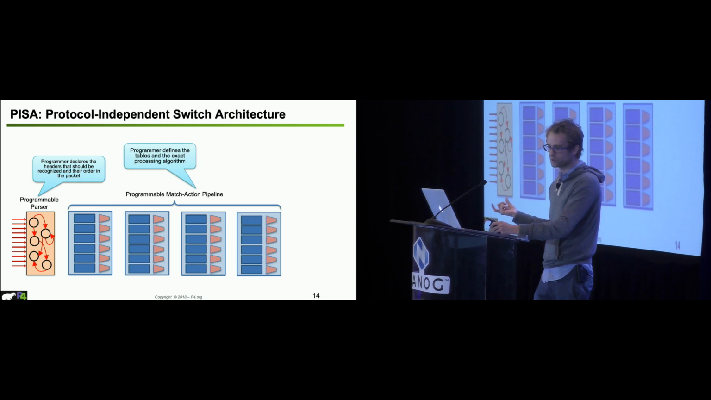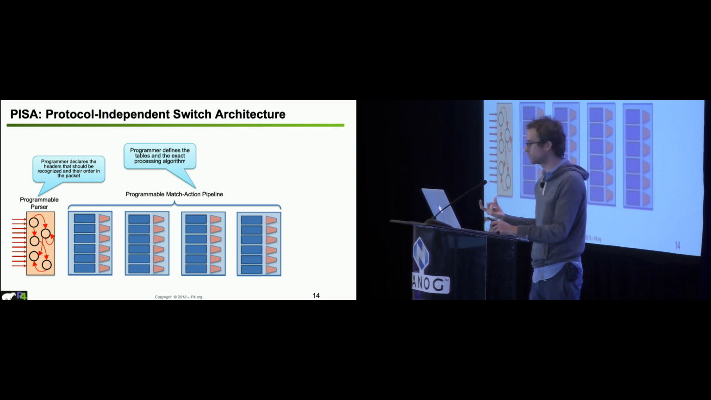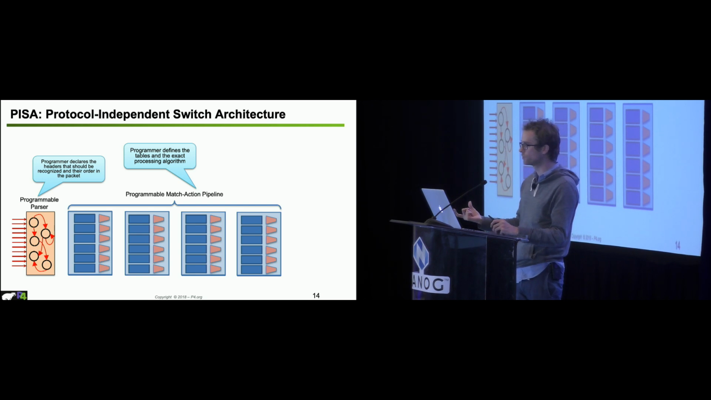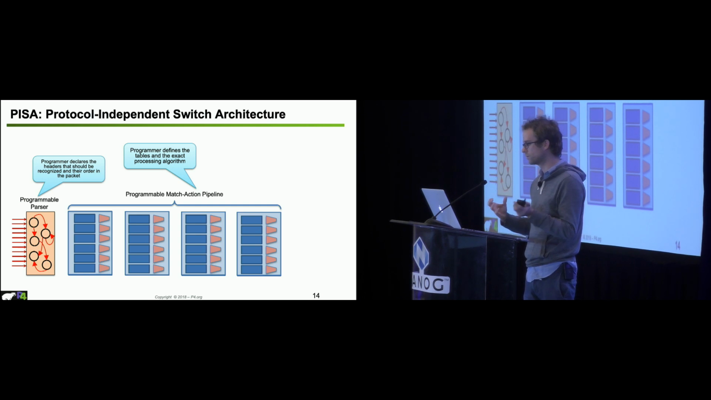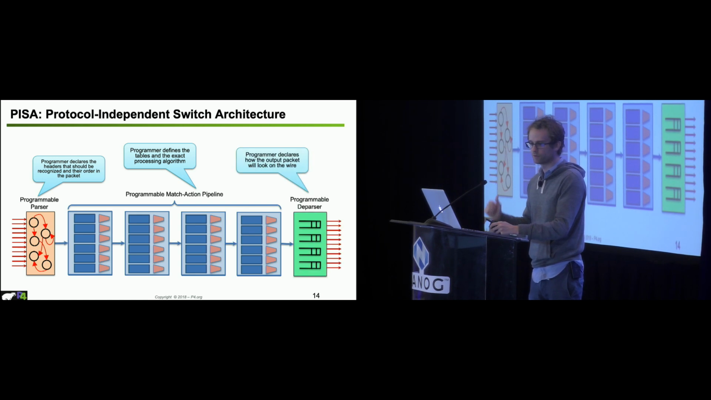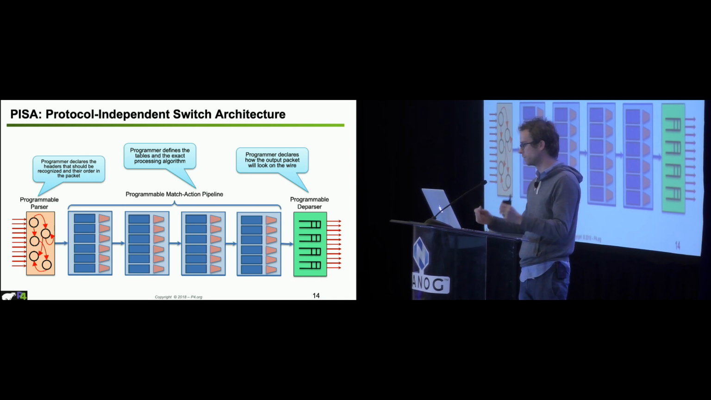After your packet has been parsed, we move on to the programmable match action pipeline. In P4, we reuse the match action abstraction from OpenFlow. So you take the headers you extracted in your programmable parser and run them through a sequence of match action tables, which modify the packet. And finally, we move to the programmable deparser, which takes the headers you've modified in your match action pipeline, turns them back into a packet stream, puts it on the wire, and appends the payload at the end.